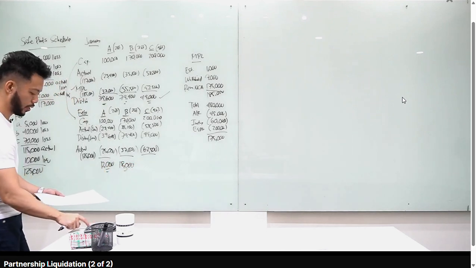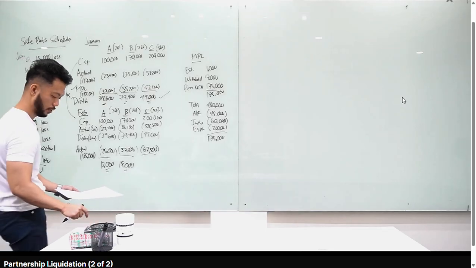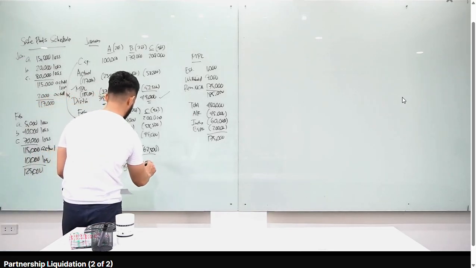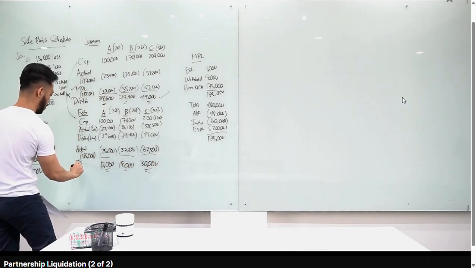C, naman, 200,000 minus 58,500 minus 49,000 minus 62,500. Distribution to partner C is 30,000. These are your final answers. This is for the month of January. This is for the month of February.